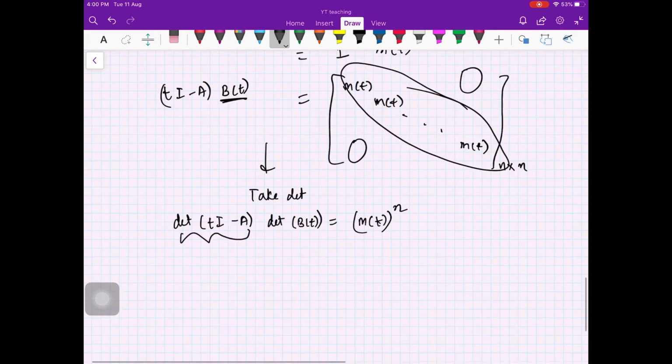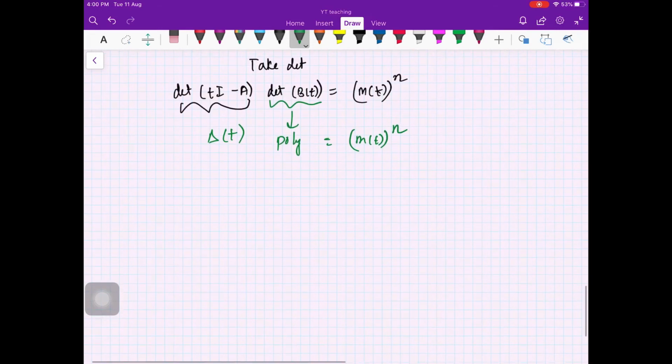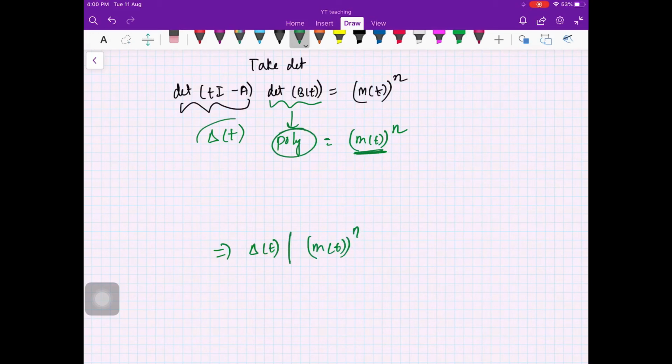So what is this? This is the characteristic polynomial. So you get the characteristic polynomial of A, and this polynomial is equal to mt raised to power n. Right. So what do you get from here? You get that del t divides mt raised to power n, because mt raised to power n is equal to something into del t. So del t divides mt raised to power n.